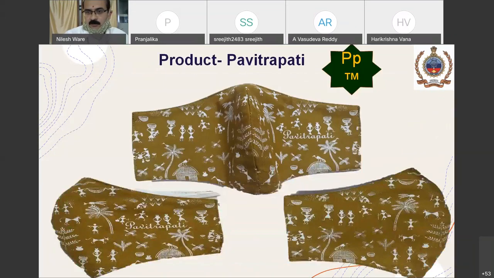Now this is the product. The product has about 8 different designs. So we made a quick market search with 100 masks. From the 100 masks, we found that this is the most powerful design. Everyone likes this type of design. That Warli painting was given to me by one of my students, a girl student from Rajasthan. She said, sir, why not we do some? And I know we are going to launch a lot of designs now.